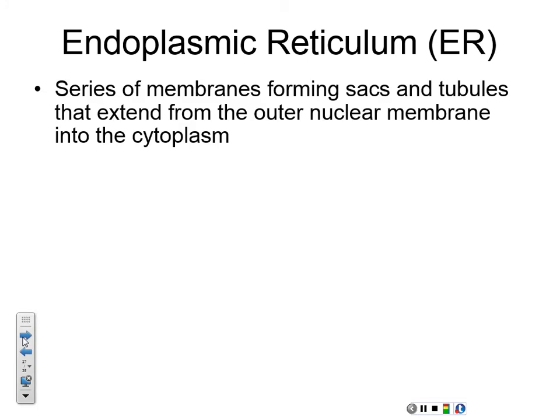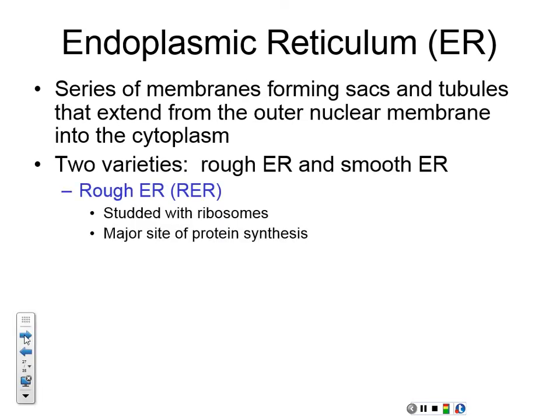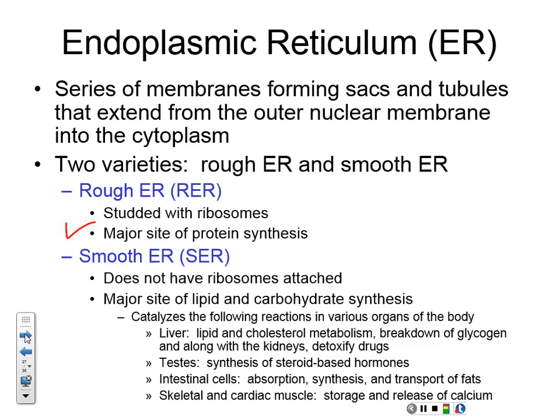So the main function of this is to create proteins. It's long membranous sacs that are studded with ribosomes. And then we have 2 of them. The ones that are studded with ribosomes are called rough endoplasmic reticulum, and the one that's not studded with ribosomes is called the smooth endoplasmic reticulum. So the rough endoplasmic reticulum's main job is protein synthesis because of the ribosomes. When proteins are made, the messenger RNA attaches to the ribosome. So it's the major site of protein synthesis, makes enzymes and stuff like that.